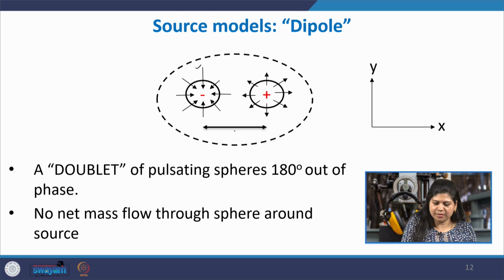Let us just call it some distance L. So, these two dipoles are separated by a small distance and most importantly they are anti-phase. So, 180 degrees out of phase.